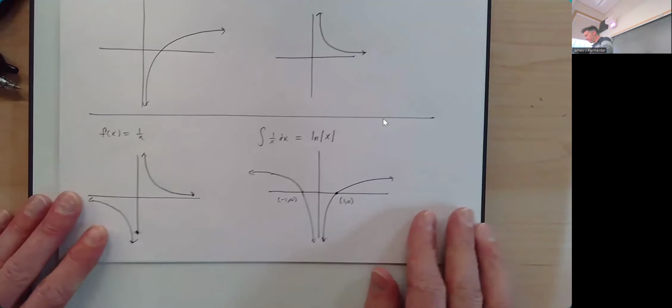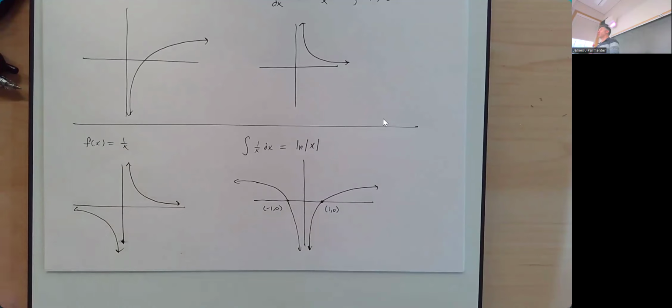Well, anyway, there's your lovely natural log of absolute value of x. So importantly, when you find the antiderivative of 1 over x, it really is all of the natural log of the absolute value of x. It is incorrect to not write the absolute value.